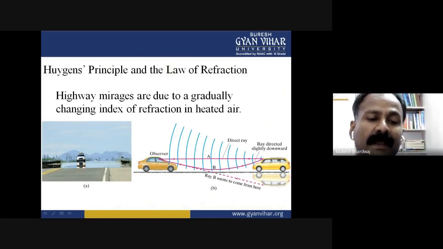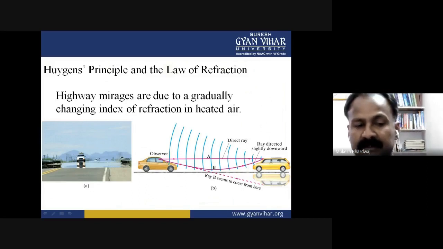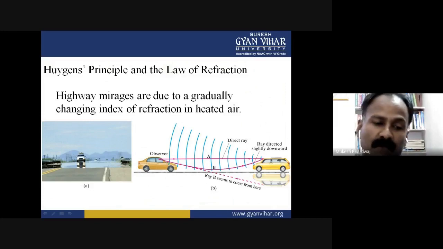For a small angle prism, there is a mathematical formula: delta red is equal to mu red minus 1 into A, and delta violet is equal to mu violet minus 1 into A.